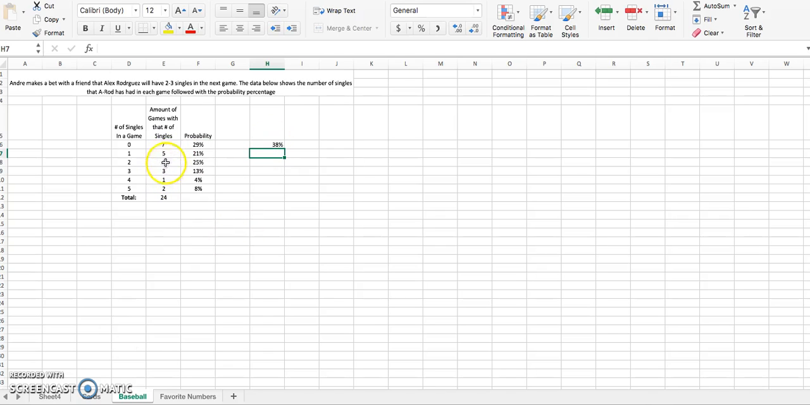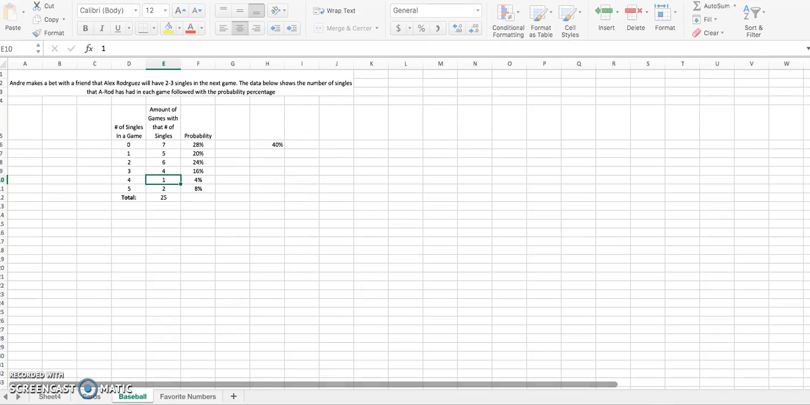What's very awesome with this is, say, throughout the year, Alex Rodriguez bats three singles in a game. You can change that to 4, press enter, and our percentages go up. So the probability function really does a lot for a person trying to mess around with numbers and figure out the overall outcome, or the chances of something happening, which is very awesome.